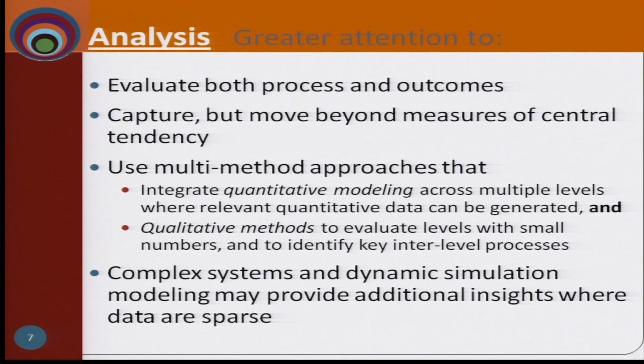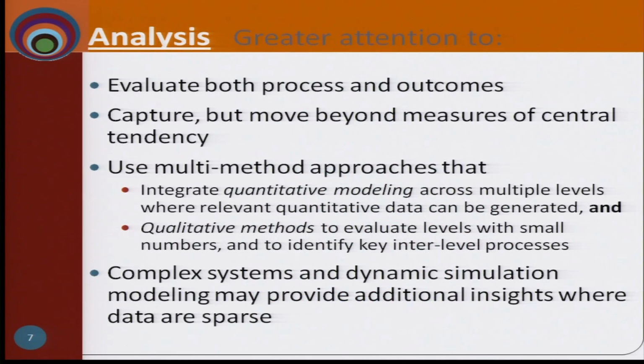In the analysis across the literature, we saw a greater need to evaluate both process and outcomes. And some of the exemplary studies that we saw didn't just treat all those intermediate steps as a black box and look at an intervention effect on a distal outcome, but really looked at how these different levels interacted over time, how that process evolved over time. In order to do that, there's a need to capture measures of central tendency, but to move beyond that. And one of the ways to do that is with mixed method designs.